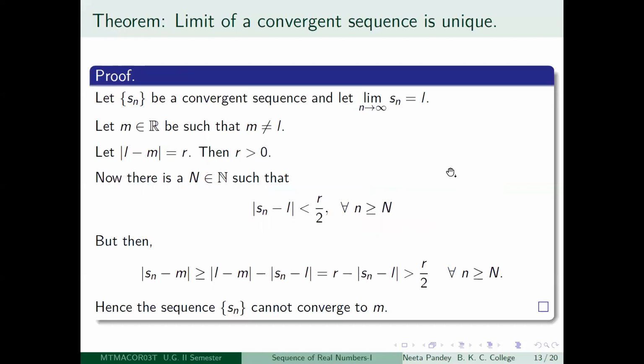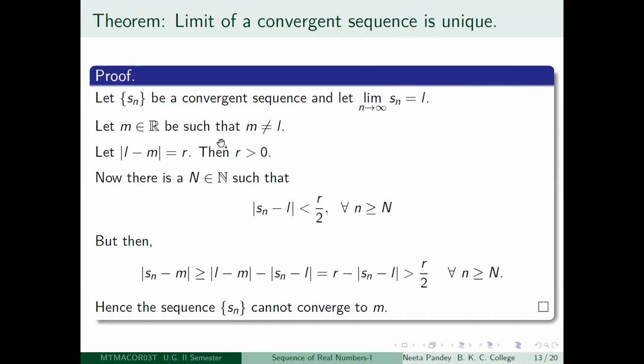I just want to do a few results after this. So the first one, which I said in the very beginning, is that the limit of a convergent sequence is unique. So how do you see that? Suppose Sn is a convergent sequence, and suppose the limit as n tends to infinity of Sn is equal to L. Then I want to say that L is unique. For that, I choose any real number m which is not equal to L, and I will show that m cannot be a limit point of Sn. That is sufficient to say that the limit of this sequence is a unique number L.